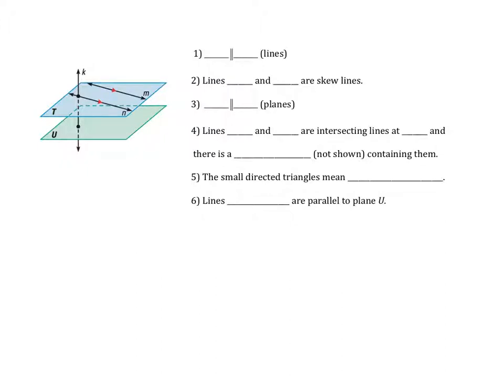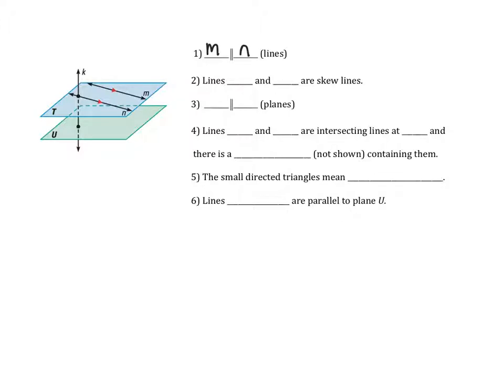So number 1 says blank is parallel to blank, and we're supposed to fill in those blanks with lines. So looking at the diagram, I see that these two lines, N and M, are marked with the little triangles to indicate that they're parallel. So I can just simply state M is parallel to N in that first statement.